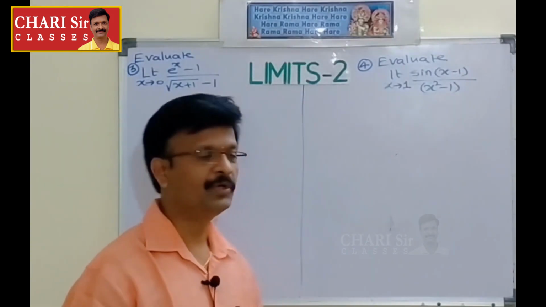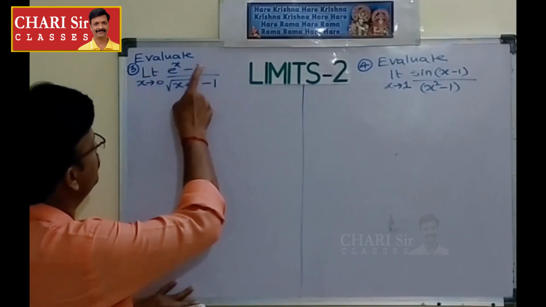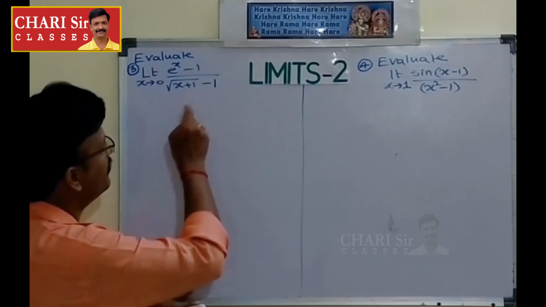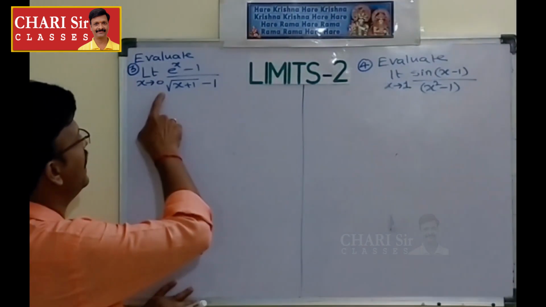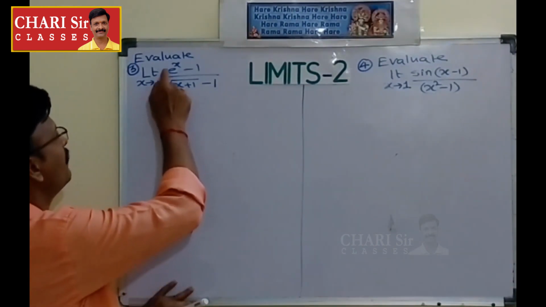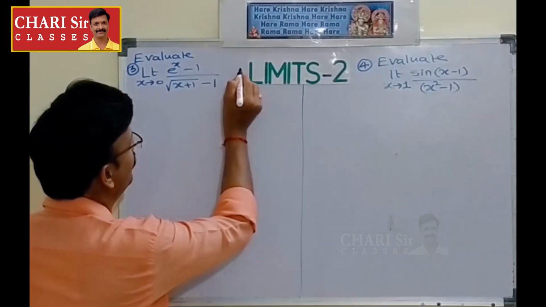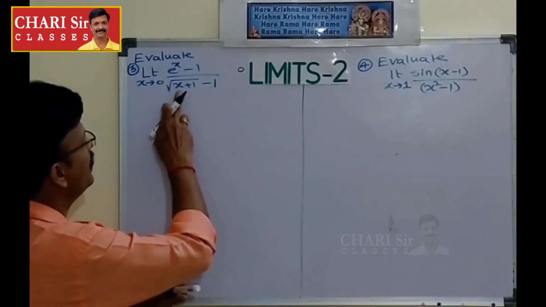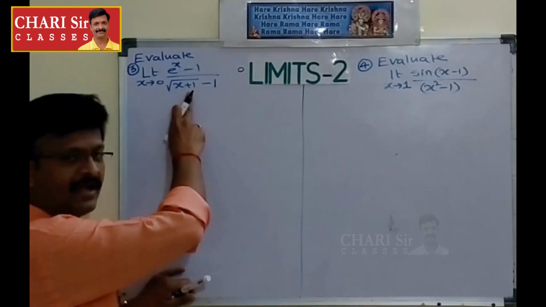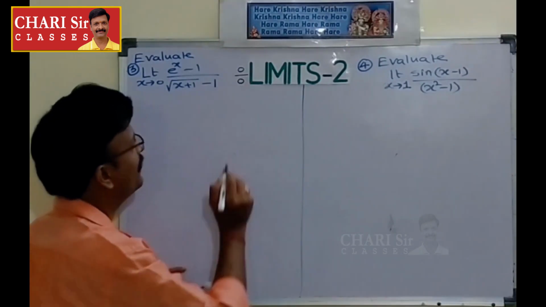The next, third question: evaluate limit x tends to 0 (e power x minus 1) by (root of x plus 1 minus 1). Suppose we apply the limit directly, what happens? e to the power of 0 is 1, 1 minus 1 is 0. In the denominator, x tends to 0, so 0 plus 1 is 1, root 1 is 1, 1 minus 1 is 0. Here what happened? 0 by 0.